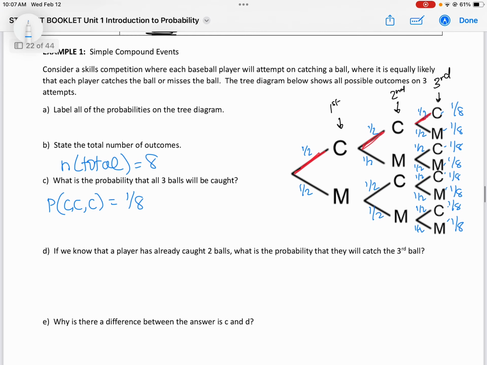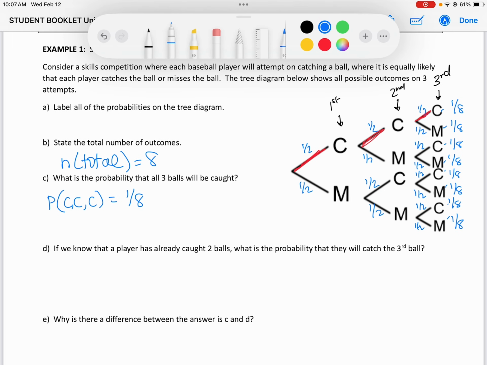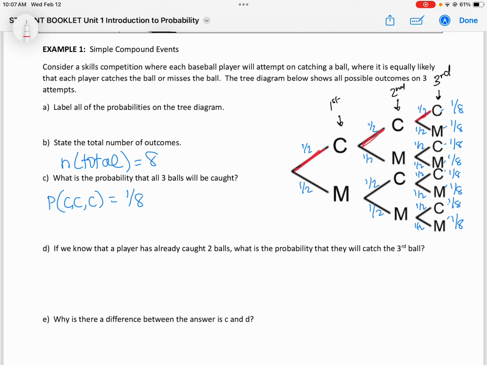Now, let's talk about situations where we already know something has occurred. D, if we know that the player has already caught 2 balls, what that looks like is catch here, catch here. We already know that this happened and this happened. Now, what is the probability that they will catch the 3rd ball? What we can visualize is that we're going to actually start here, and then it's still a 50-50.